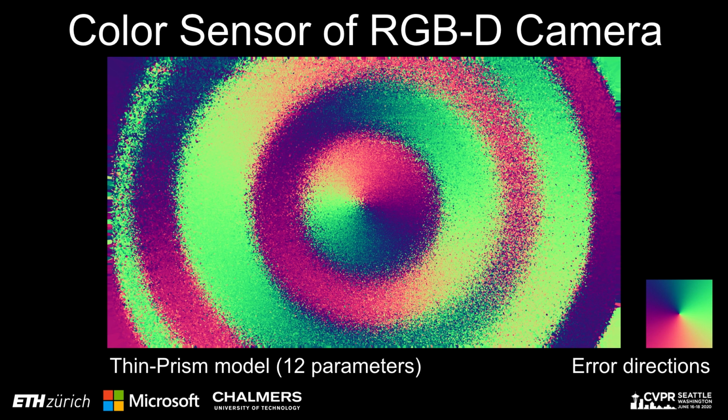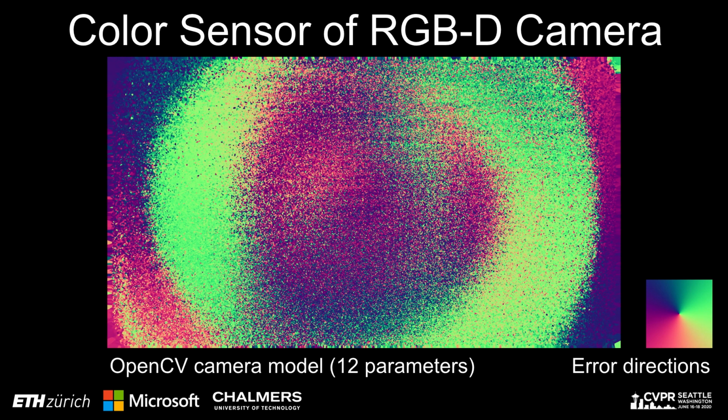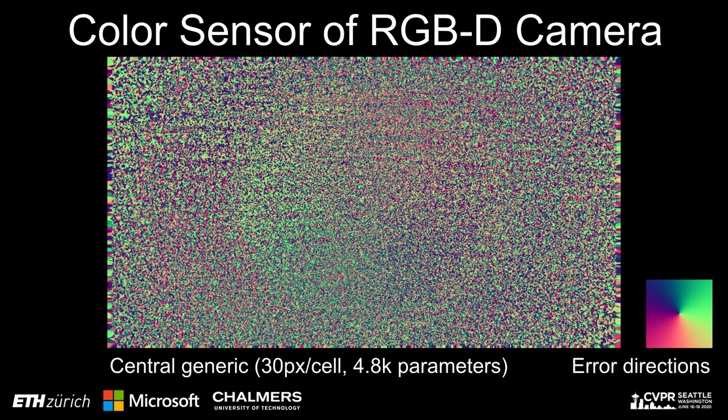This is the same visualization of the reprojection error directions that I showed earlier. Here we use the thin prism model with 12 parameters to calibrate the color camera of an RGB-D sensor. This is a calibration for the same camera that we obtained with OpenCV's model, which also has 12 parameters. There is a clear bias for certain viewing directions, indicating that the model does not fit the camera geometry well in those regions. Switching to a central model with about 5,000 parameters significantly reduces the bias, even though we are still able to observe patterns in the error directions.